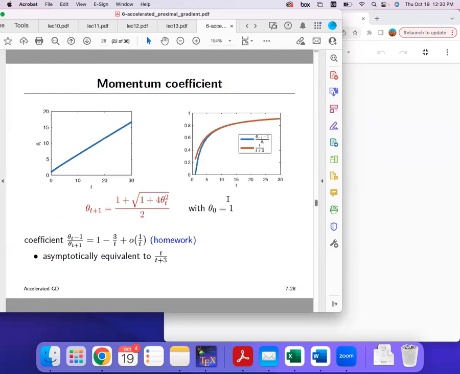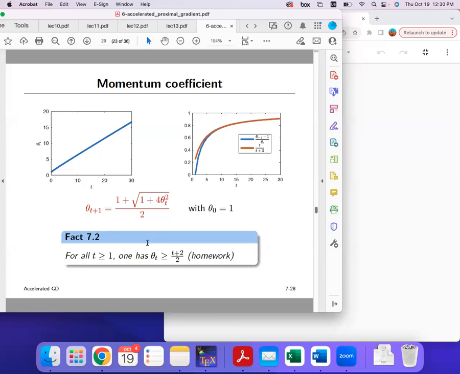But last time we showed that this theta t is very close to t over t plus 3, and we can show this by induction. In fact, we can show that this theta t is lower bounded by the numerical number (t plus 2) over 2. Okay, this will be helpful in the proof.